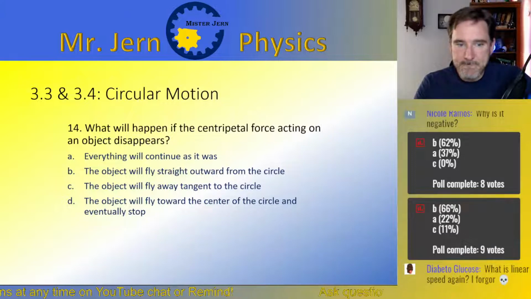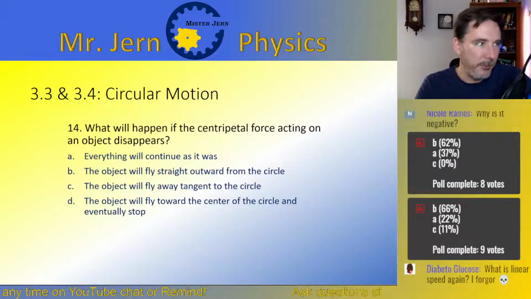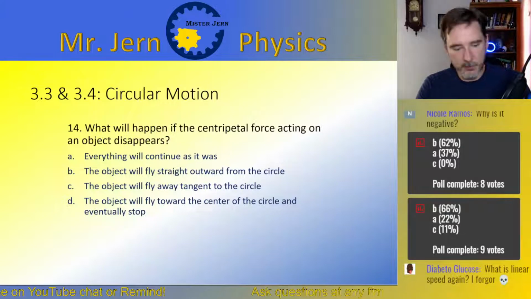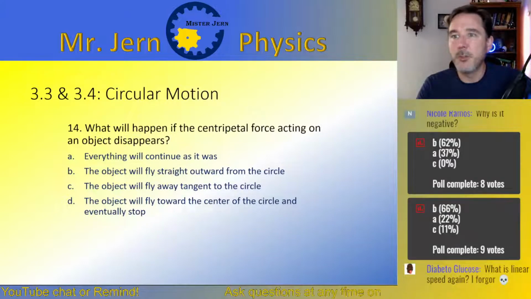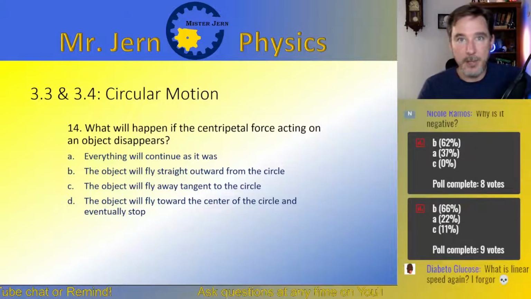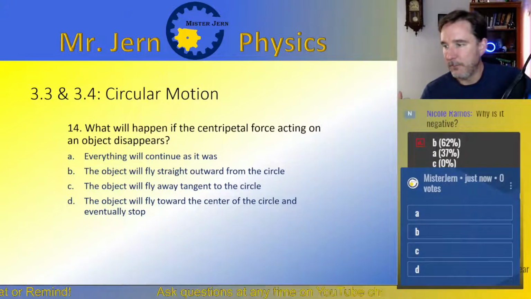Okay. Next question. What will happen if the centripetal force acting on an object disappears? In other words, you're moving in a circle and suddenly you lose the friction. You're trying to run or bike or drive in a circle and you hit a patch of slippery stuff and there's no longer any friction to push you into a circle.